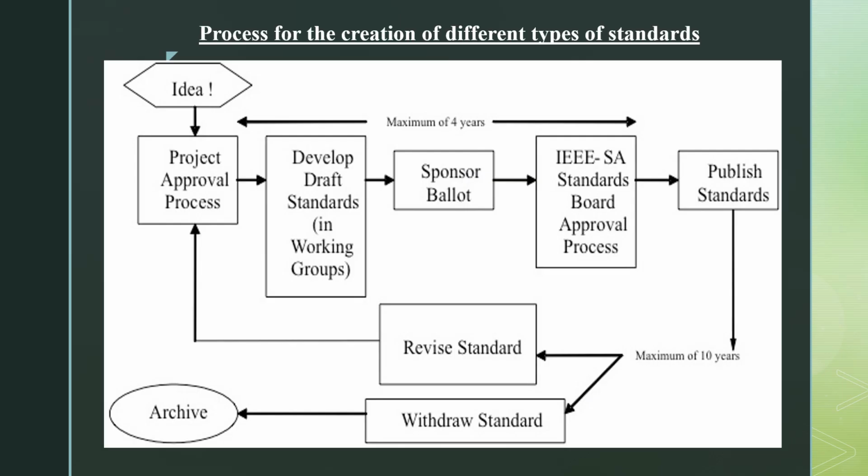The first thing we look at is the process for creation of different types of standards. It all begins with the idea, and then it goes to the project approval process, which involves developing the draft standards by working in groups. Then we have to sponsor the ballot, then the IEEE standards board and approval process, and then the standard is published. After a maximum of 10 years, the standard goes through a revision and it is decided if it is withdrawn. If the standard is withdrawn, then it is archived.